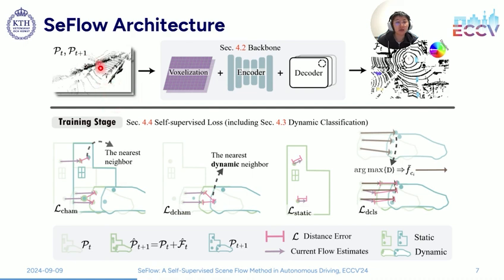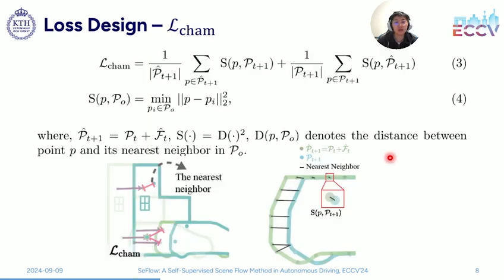Our network input is only raw point cloud data, which goes through the network backbone, then directly outputs the flow estimation. To achieve self-supervised training, our training stage uses a dynamic awareness method to first obtain the dynamic and static labels. Then we propose three novel losses on different types of constraints. The first loss is chamfer distance, which is commonly used in self-supervised scene flow estimation. We add the estimated flow result to the point cloud, then we find the nearest neighbor in PT plus 1 for every point in estimated PT plus 1.